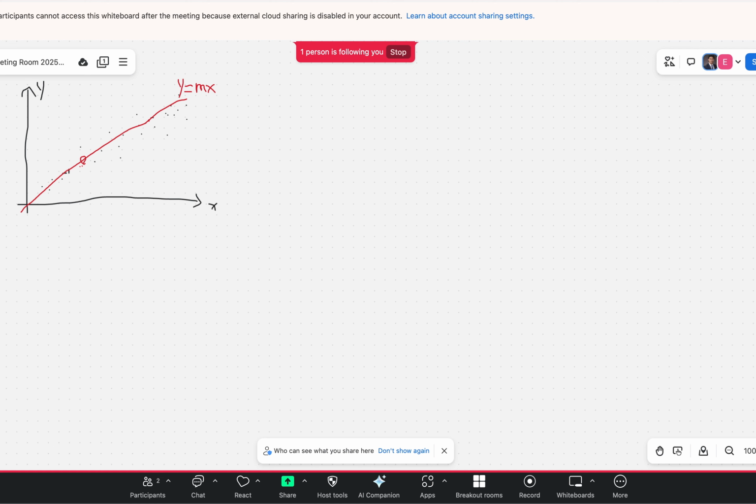So therefore, what I can do is define a loss function. Let's say my loss function is MSE. Do you remember what MSE is? I don't. I'm sorry.